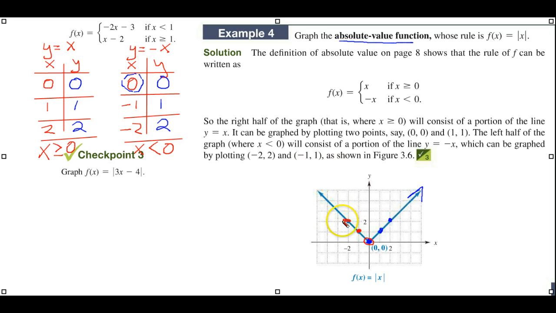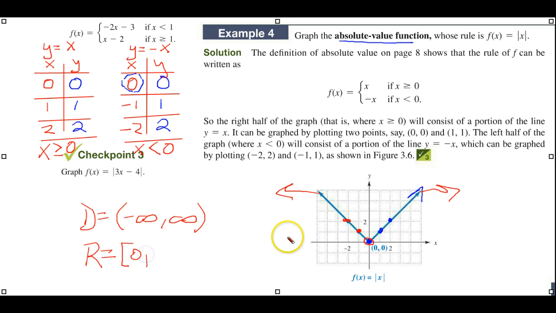And a little review, what's the domain of this? The domain would be from negative infinity to positive infinity, because this line eventually goes way out there. And for our range, it's starting at 0, and will go up eventually to positive infinity. Just a little review.